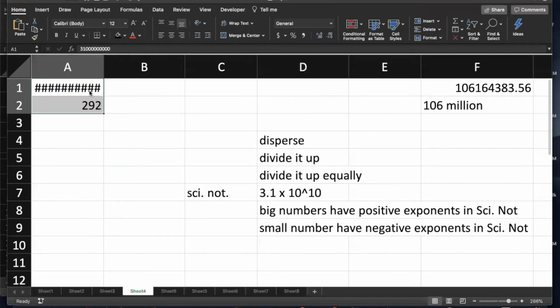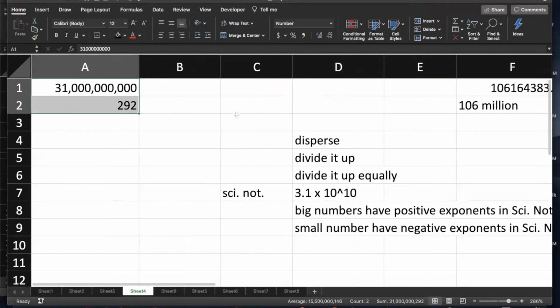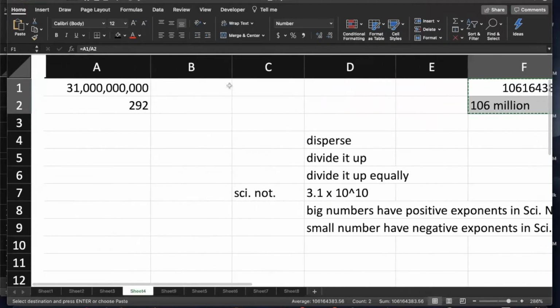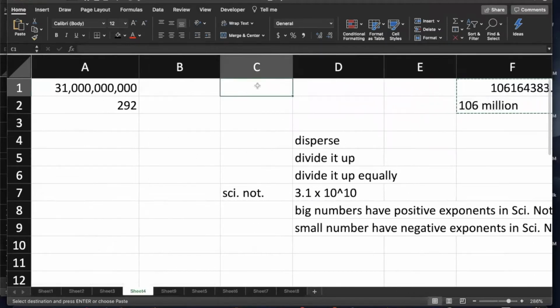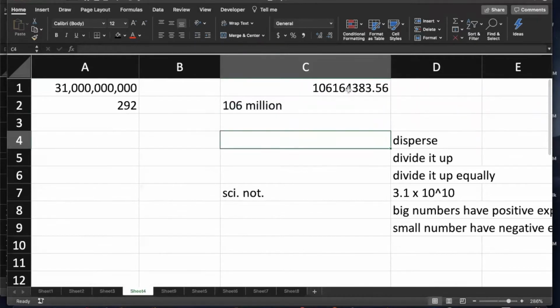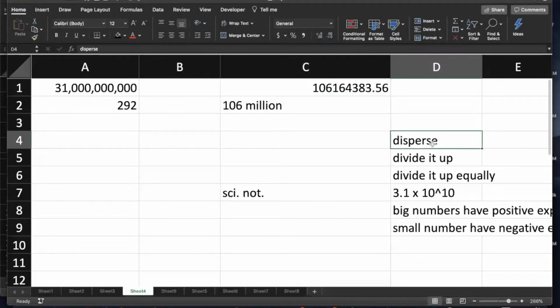So first of all, recognizing that with the 31 billion, you have to write it out. It's not okay to ignore the billion. And the mathematics that's happening is division. Where that comes from is the word disperse. They're basically trying to split up the money.